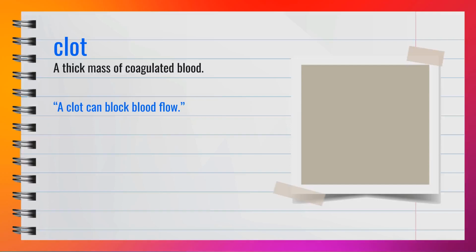The word clot, spelled clot, is a noun. It means a thick mass of coagulated blood. Pronunciation: clot. Synonyms include lump and coagulum. For example, a clot can block blood flow. So a clot refers to a thickened mass of blood that can obstruct blood flow.